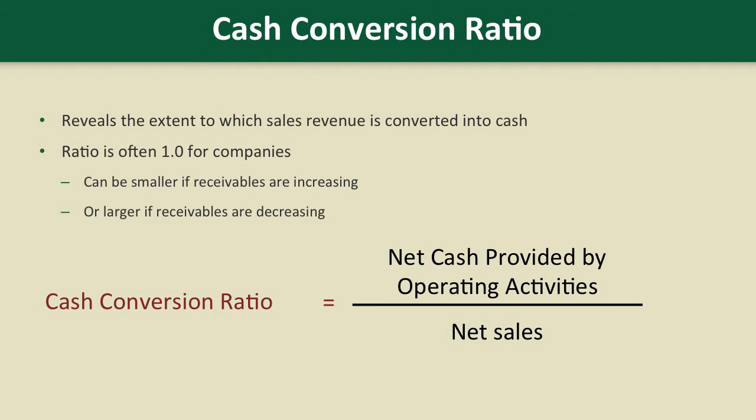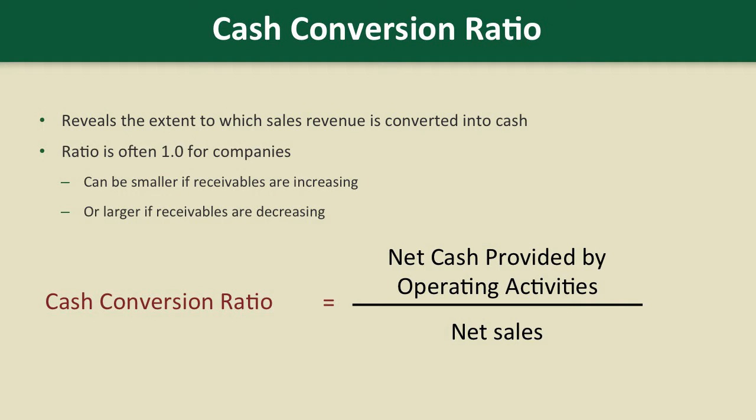Next, people also use operating cash flows to calculate the cash conversion ratio. It equals operating cash flows divided by net sales. So it tells us that for every $1 of net sales, how much operating cash flow is realized. It reveals the extent to which sales revenue is converted into cash.